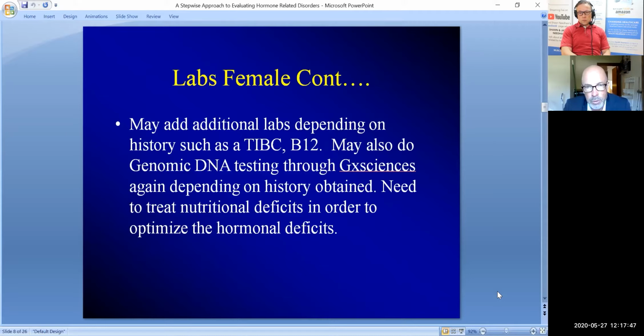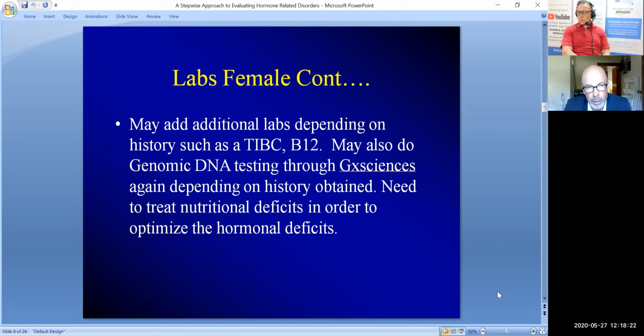B12, again, there are reference ranges, and I like to see that on the higher end, closer to 1,000, 1,100. So it's really based on the personal history that I'm obtaining. I don't always get those labs, but I'll listen to what they're telling me. And then we use genomic DNA testing through GX Sciences. That has actually been probably the best way to personalize and individualize a nutritional program for these patients.